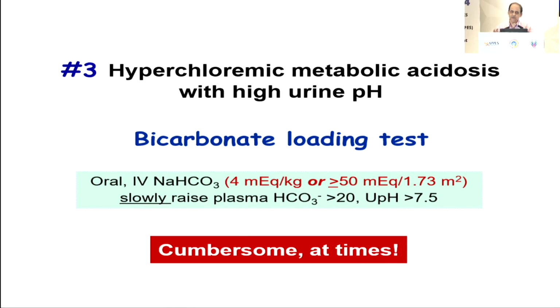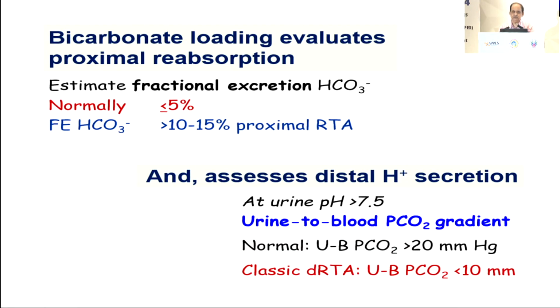but the aim is to give enough bicarb to the body, either orally or intravenously, so as to raise the bicarb to about 18 or 20. And at that point in time, you estimate two things. You're looking at the fractional excretion of bicarbonate, which is normally below 5%. And in proximal RTA, the Fe bicarb would be more than 15% or more than 12%. In distal RTA, again, it's more normal than proximal RTA.